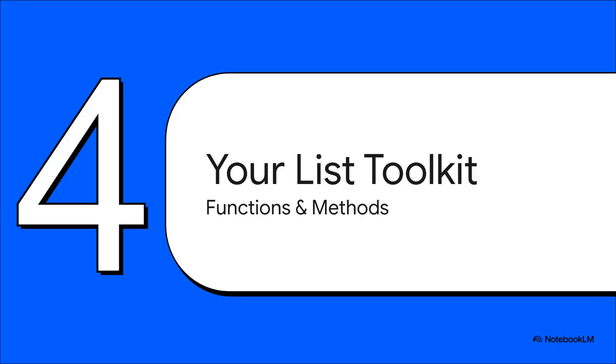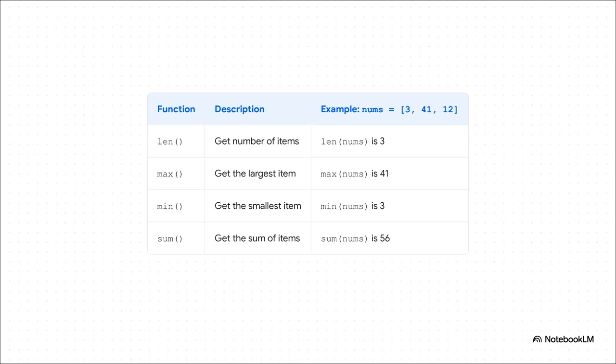Let's get to the fun part, the toolkit. These are the built-in functions and methods you'll be using all the time to work with your lists. First up are the functions. Think of these as your general-purpose helpers that give you quick info about your list. You can instantly find out how many items are in it with len, or if you're working with numbers, you can find the sum, the max, or the min value in a snap.